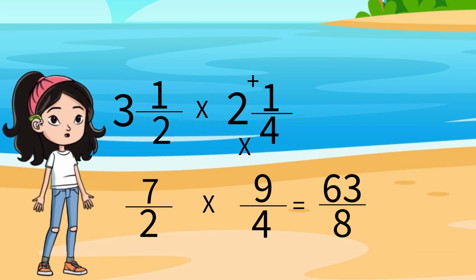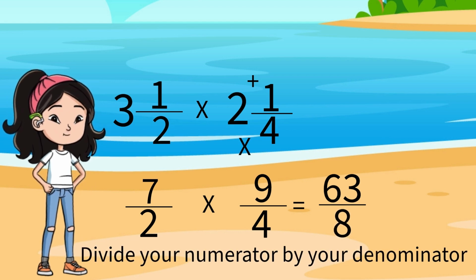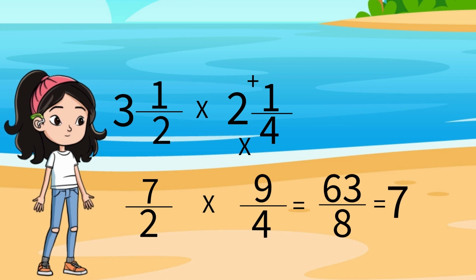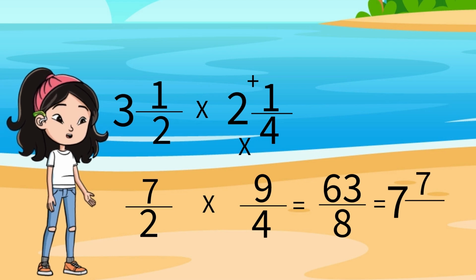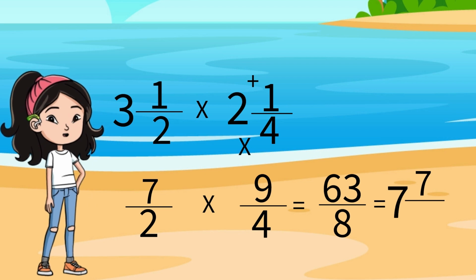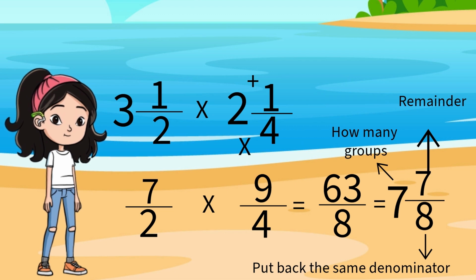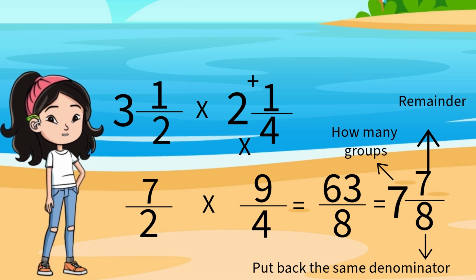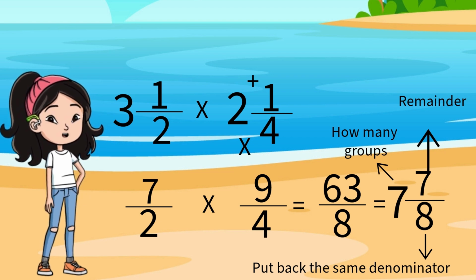We turn an improper fraction into a mixed number by finding out how many times the denominator can go into the numerator. 63 divided by 8 is 7. Our whole number is 7. It leaves a remainder of 7, so our numerator is 7, and we put back our denominator 8. Always remember that how many groups you get is your whole number, and your remainder is your numerator. Then you can just put back your denominator.